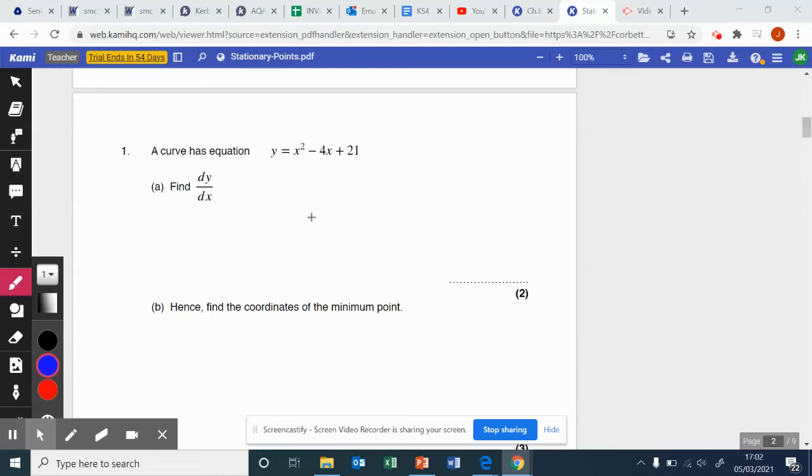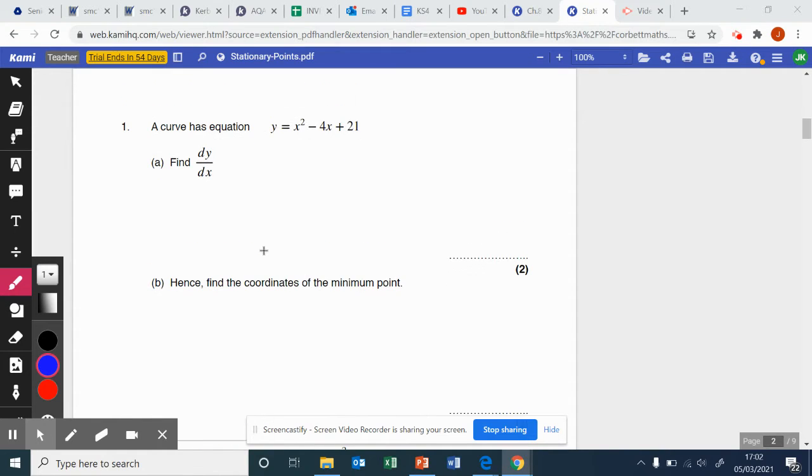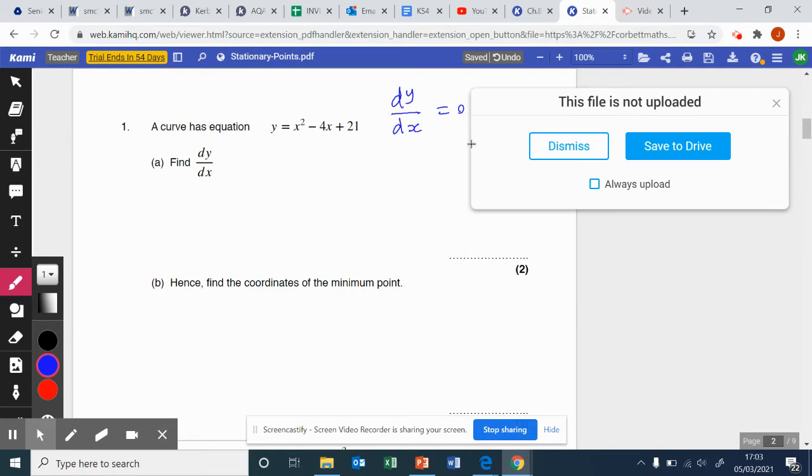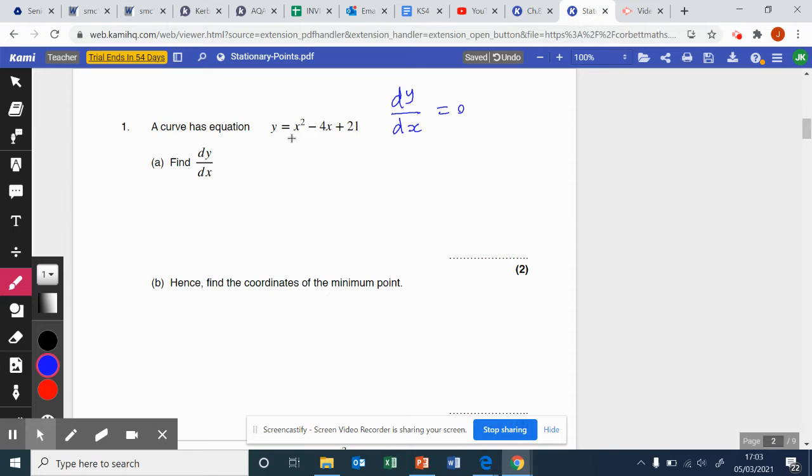Hello. So here we're going to be looking at stationary points. So minimum points, maximum points, they're types of stationary points. And a stationary point is one where the gradient, or in this case dy dx, is equal to 0. Okay, so let's first of all work out what dy dx is in this first question.